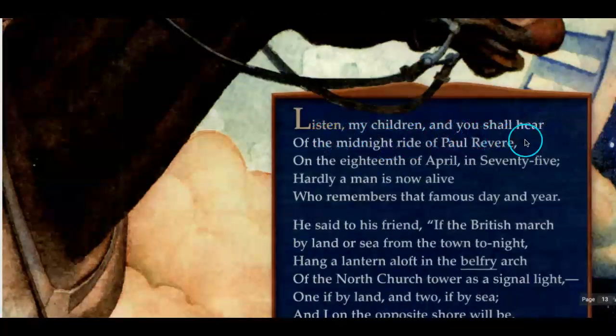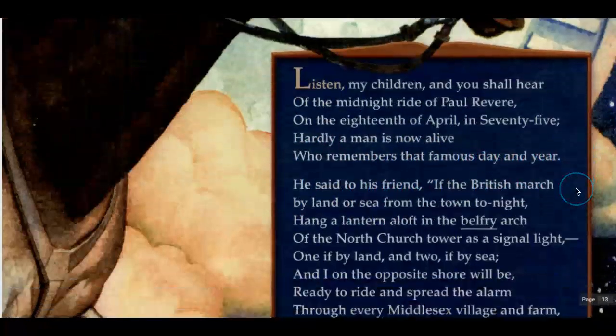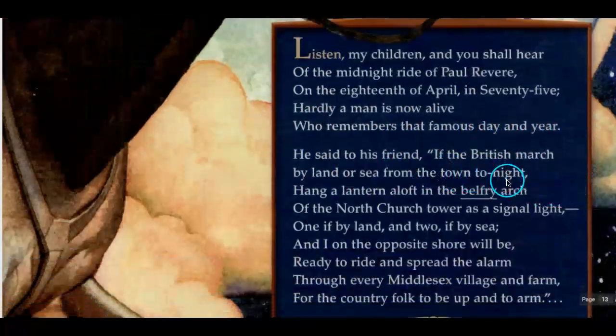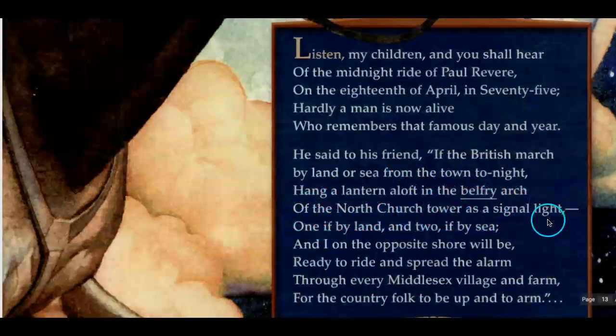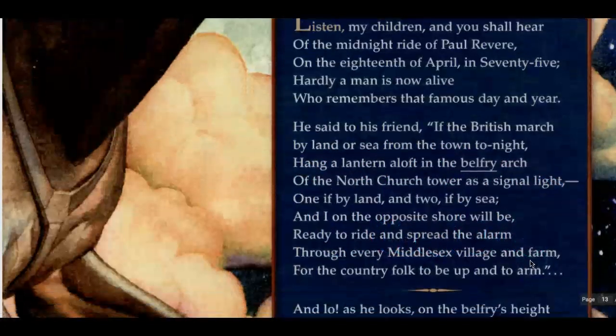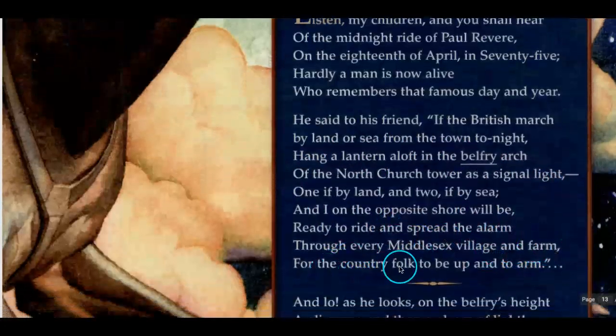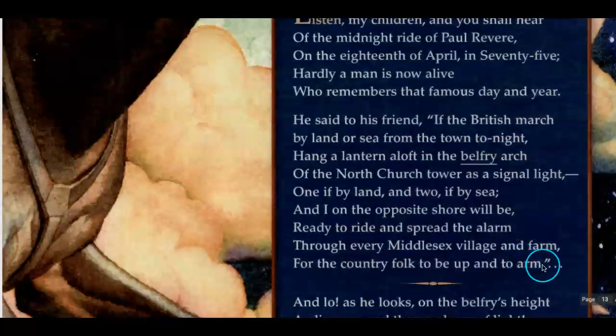Listen, my children, and you shall hear of the midnight ride of Paul Revere. On the 18th of April in 75, hardly a man is now alive who remembers that famous day and year. He said to his friend, if the British march by land or sea from the town tonight, hang a lantern aloft in the belfry arch of the North Church Tower as a signal light, 1 by land and 2 by sea, and I on the opposite shore will be, ready to ride and spread the alarm through every Middlesex village and farm, for the country folk to be up and to arm. To be armed and ready to fight.